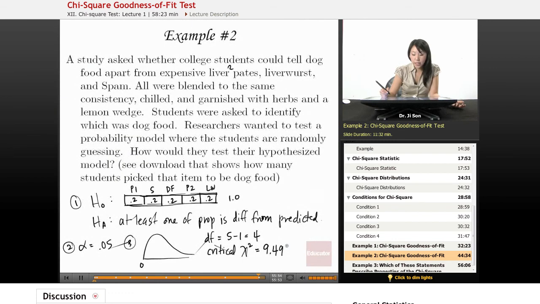All right, so it seems that students are not randomly guessing. They actually have a preference for something as being dog food. My guess is liverwurst. I don't even know what that is.